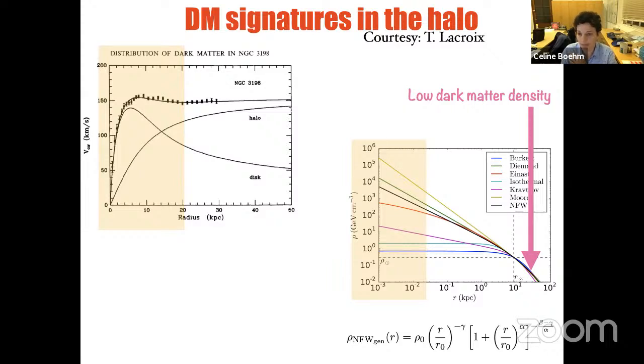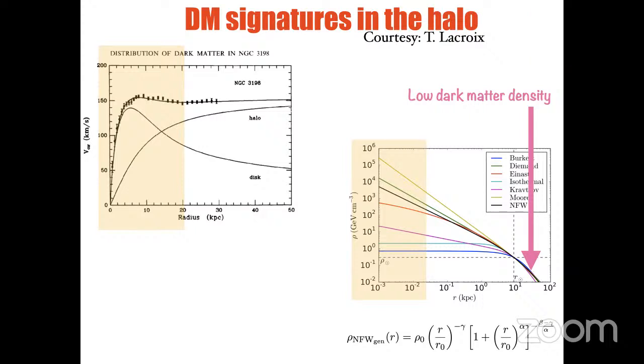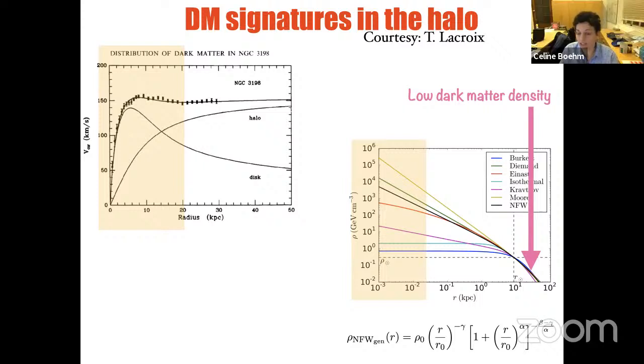Below 10 kiloparsec, they actually disagree. Some models predict that the dark matter density is very cuspy, basically diverging. And other models predict that it's forming a core, fairly flat. For a long time, people didn't know, even for our Milky Way where we are. And there is always a question of which kind of profile we have, depending on the size of the object.